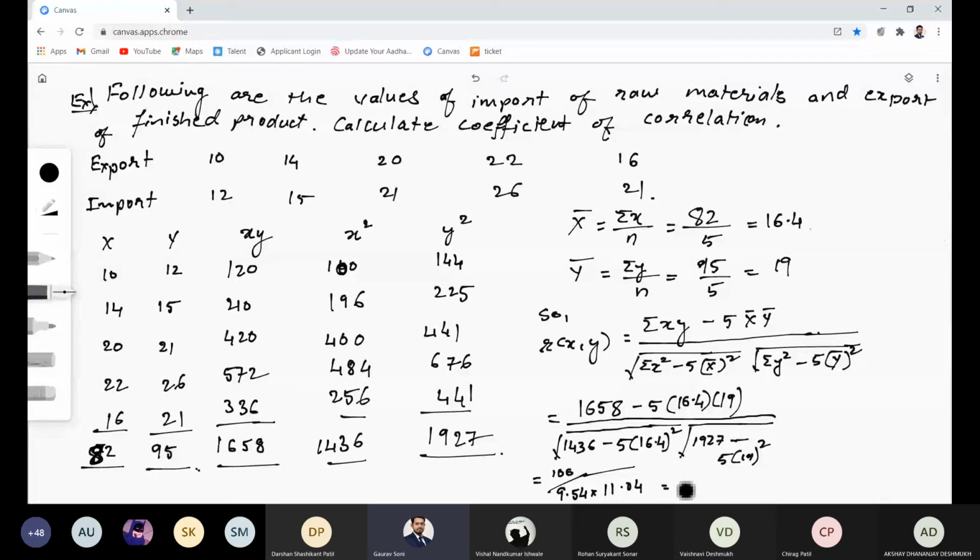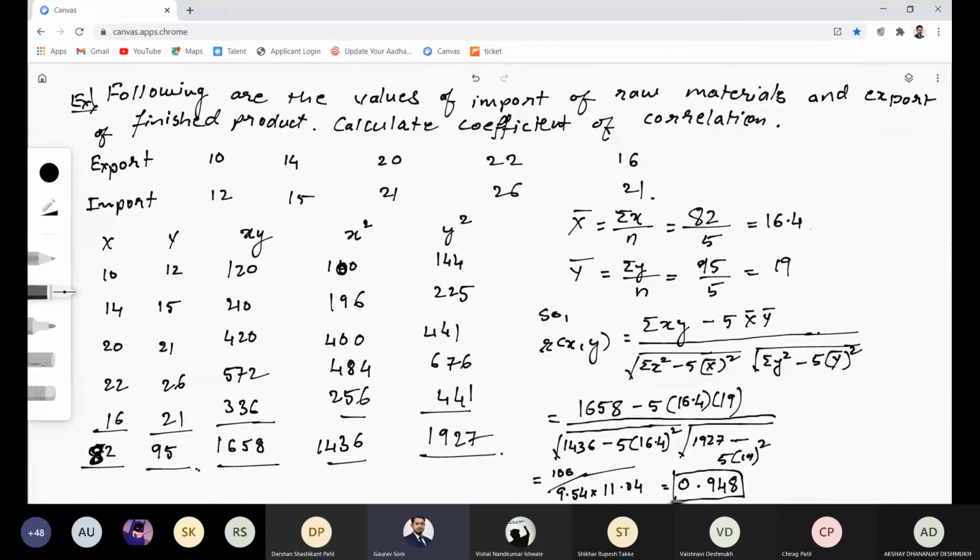What's the answer? Sir, it's 0.948. Yes, 0.948. So this is the coefficient of correlation. So what do we observe? There is a positive relation between the two variables x and y. So if you import more, you will export more. The finished product that you get will be more.